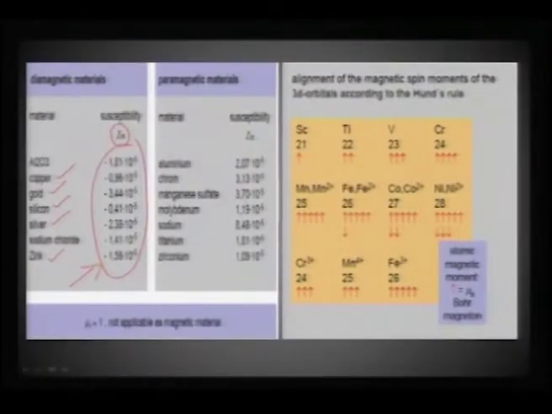Most of these diamagnetic materials are in this range, and paramagnetic materials like chromium, zirconium, titanium, aluminum all have a very low susceptibility value. For those which are ferromagnetic, the magnetic spin moments are governed by Hund's rule, and therefore it is possible for us to calculate how much magnetic moment each of these transition metal ions can contribute, and this is measured in terms of the Bohr magneton.